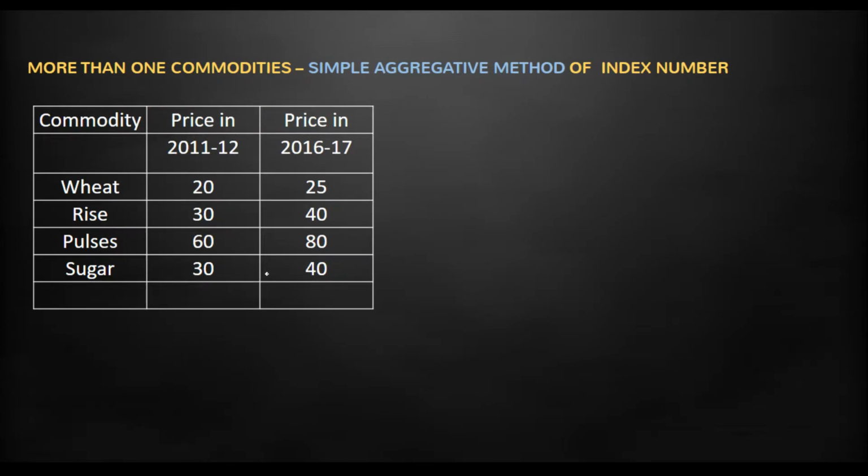देखिए यहाँ पे हमारे पास more than one commodity का क्वेश्चन है, जिसमें हमें अब मेथड लगानी पड़ेगी सिंपल एग्रीगेटिव मेथड ऑफ इंडेक्स नंबर. क्या था फॉर्मूला सिंपल एग्रीगेटिव मेथड का? पहले लिख देते हैं I इज इक्वल टू सिग्मा P1 अपॉन सिग्मा P0 इंटू 100. यहाँ पे एक से ज़्यादा कॉमोडिटी, आप देखो वीट, राइस, पल्सी, शुगर, ये सब चारों चार अलग अलग कॉमोडिटीज़ है. हमें सिंपल एग्रीगेटिव मेथड लगानी होगी.